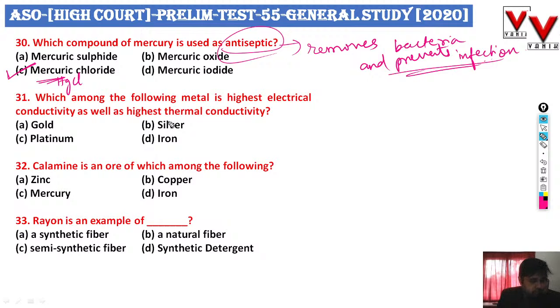Question number 31. Which among the following metals has the highest electrical conductivity as well as the highest thermal conductivity? Highest electrical as well as highest thermal. Okay, so it is silver. It has the highest electrical as well as the highest thermal conductivity.